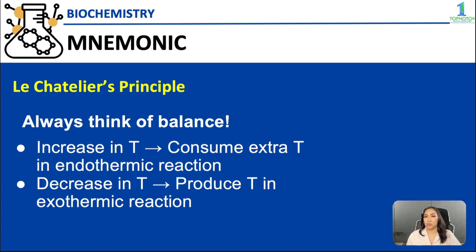So, ang daming temperature sa system, pababayaan mo lang ba yun? Hindi, gagamitin mo siya. So, you would consume the extra temperature in an endothermic reaction. Kung decrease in temperature, ang lamig, pababayaan mo lang bang malamig? Hindi, gagawa ka ng init. Produce temperature in an exothermic reaction. So, it's all about balance. Parang buhay lang. Alright, let's go to number 8.